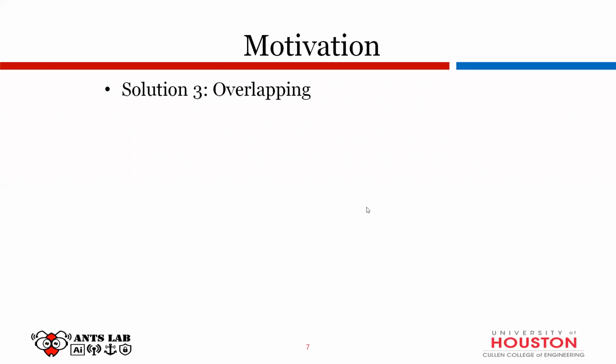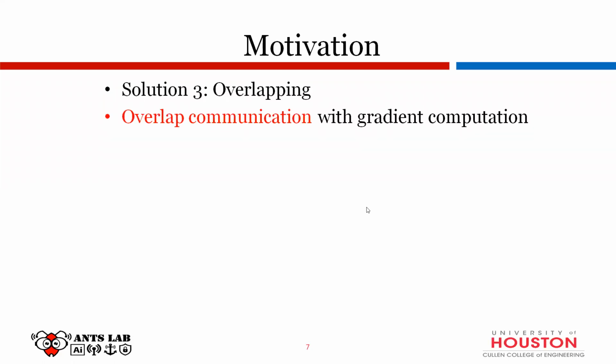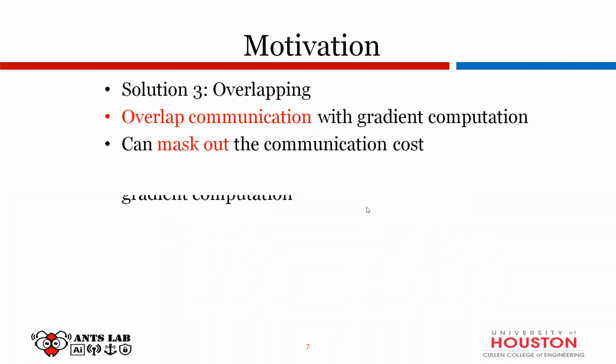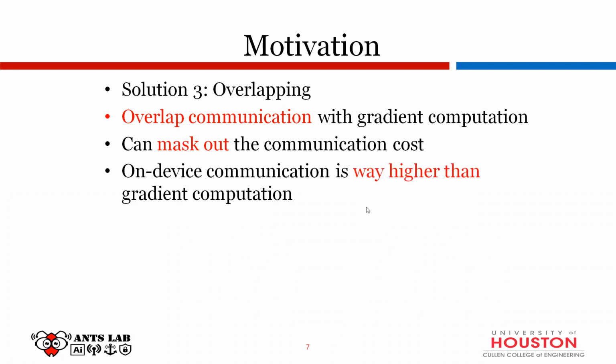The third solution is overlapping. What it means is to overlap the communication with the gradient computation, which means you can do the computation and communication at the same time. It masks out the communication cost, since when you're doing them together, the time you need to wait for the communication can be masked out. The problem is that right now on-device communication time is way higher than the gradient computation.